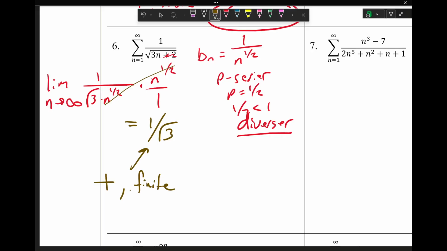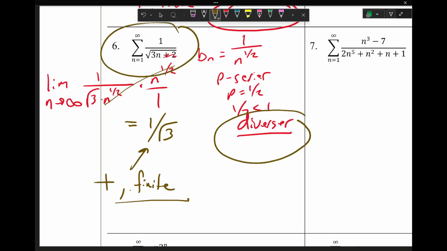Anyway, so that limit was a positive finite number, so the answer to this is the same as the answer of what I compared it to. This diverged, so this diverges also.